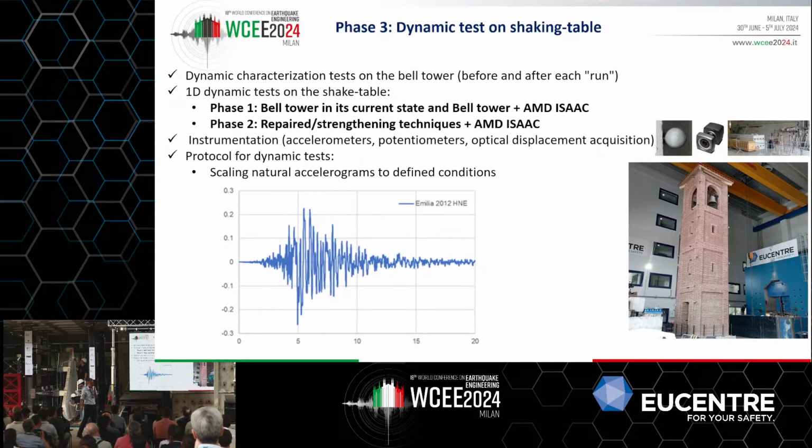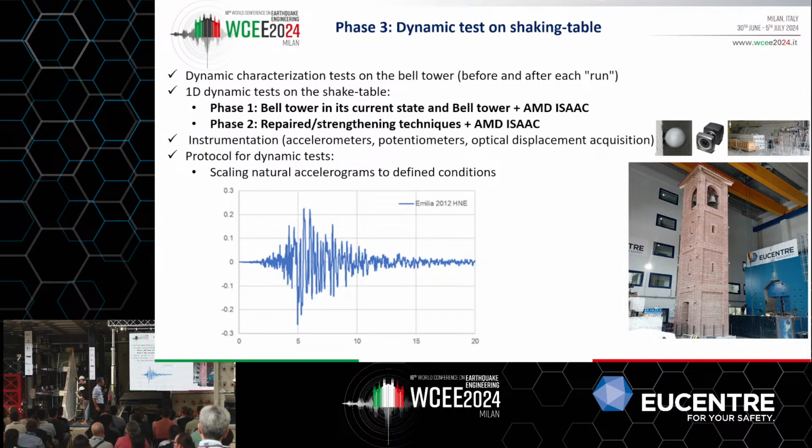Okay, what we did. First of all, dynamic characterization tests on the bell tower before and after, of course, each run. And then the dynamic test has two phases. The first phase that we already performed 2 weeks ago, the bell tower in its current state and the bell tower plus the AMD system. Then we have cracked it a bit, as you have seen, and then phase 2 in a couple of weeks' time will foresee the repair and strengthening techniques and also the system.